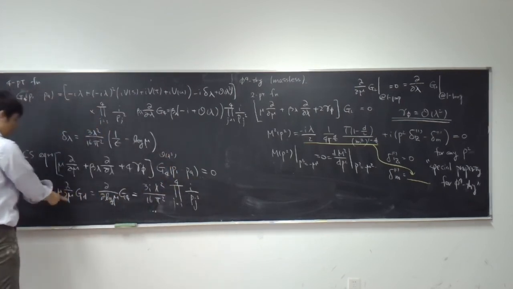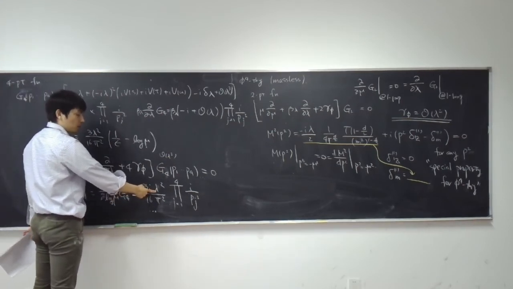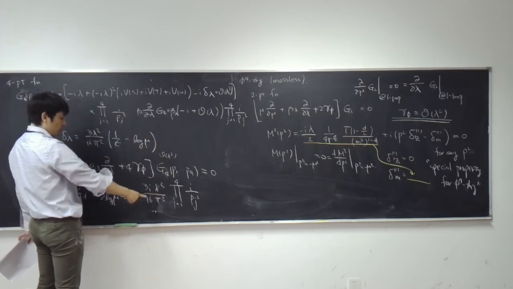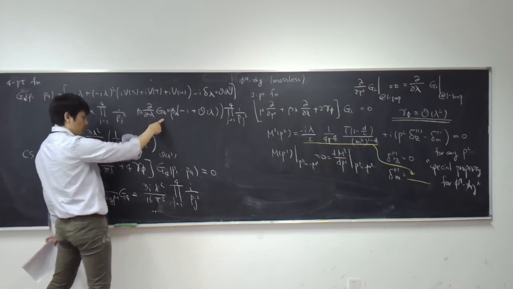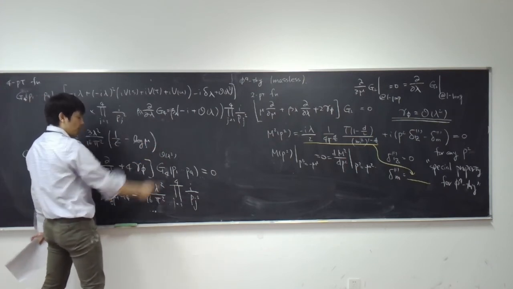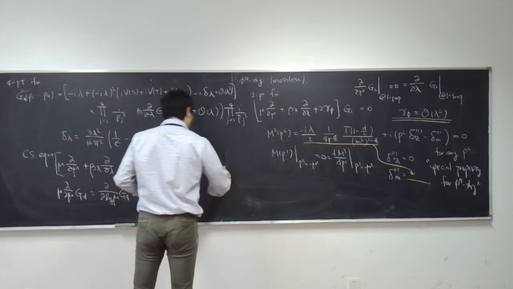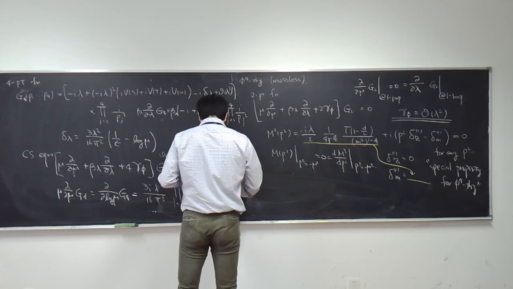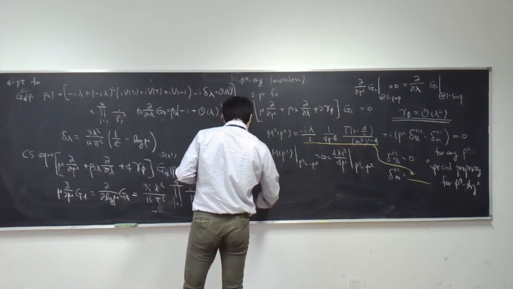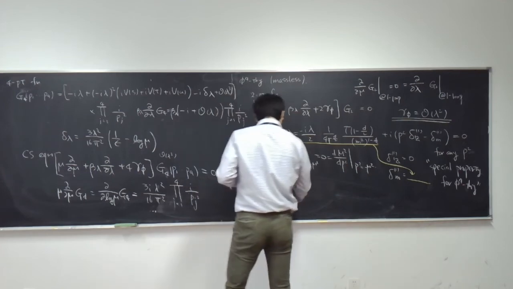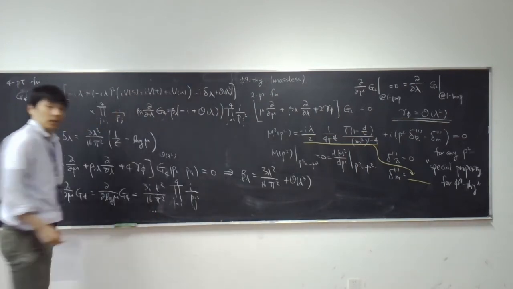But if you look at the mu derivative acting on G4, it's lambda square. The first order is lambda square. Therefore, you just compare between this derivative and this derivative, between beta lambda and here, and what you can see is that this Callan-Symanzik equation will give you that beta lambda is equal to 3 lambda square over 16 pi square plus order lambda cube. Do you understand?